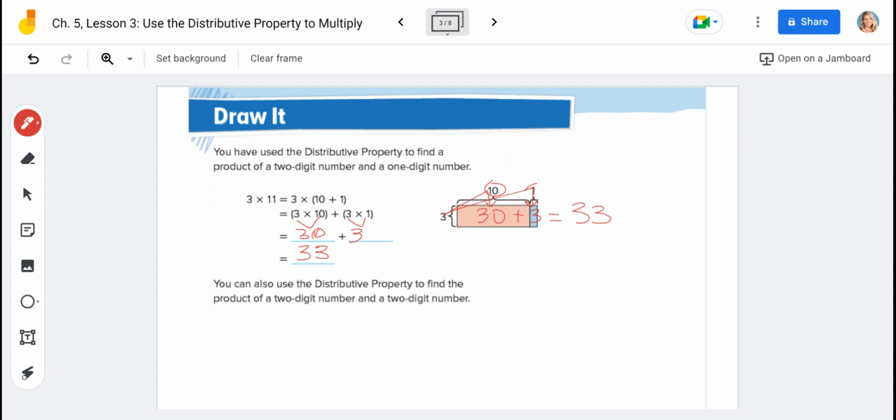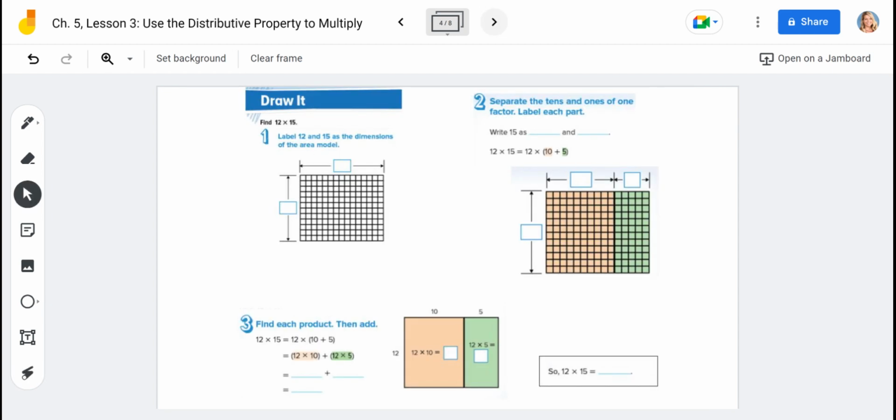It says we can also use the distributive property to find the product of a two-digit number and a two-digit number. So, of course, we can still use it for this chapter. Let's take a look at this example. In this example, we're going to find 12 times 15.